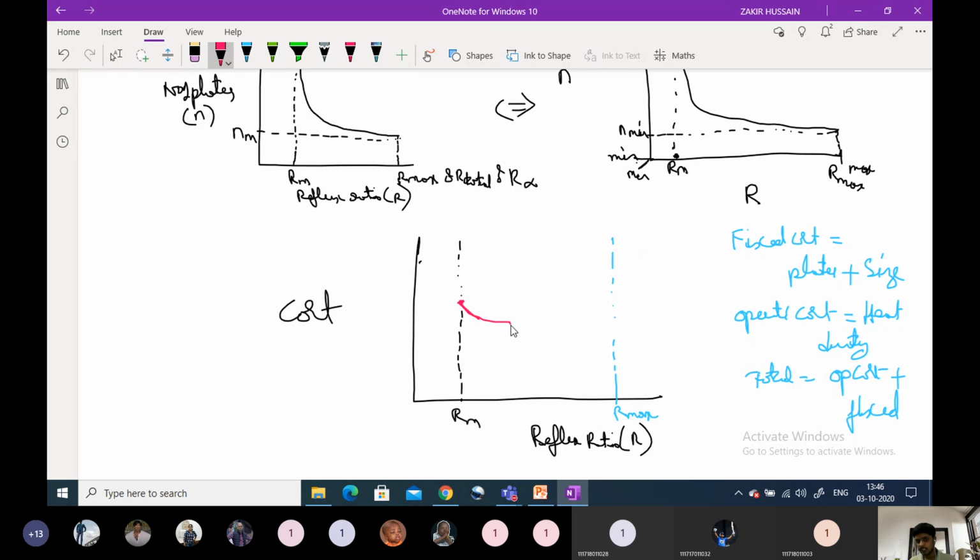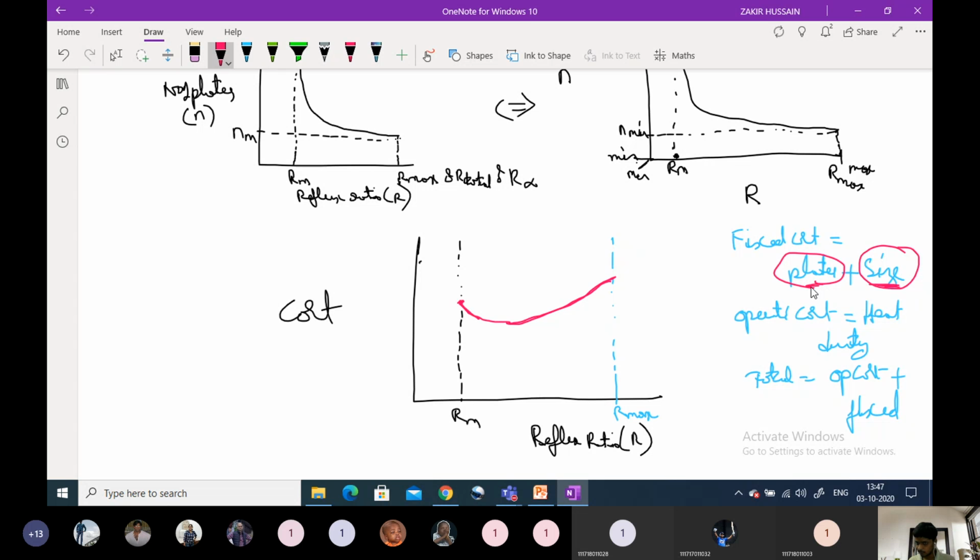And as soon as you reach some value, it will go up once again like this. Why will it go up? As you increase the reflux ratio, the size of the reboiler, the size of the condenser and the size of the column will increase. That will add cost to this fixed cost. So fixed costs are nothing but plate cost plus size of the column cost.